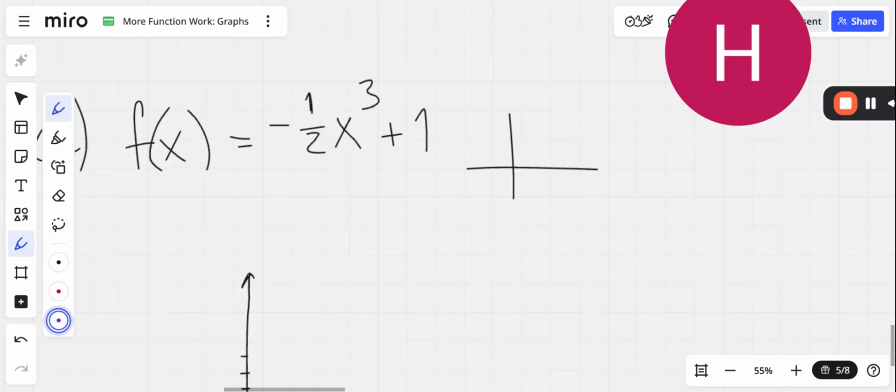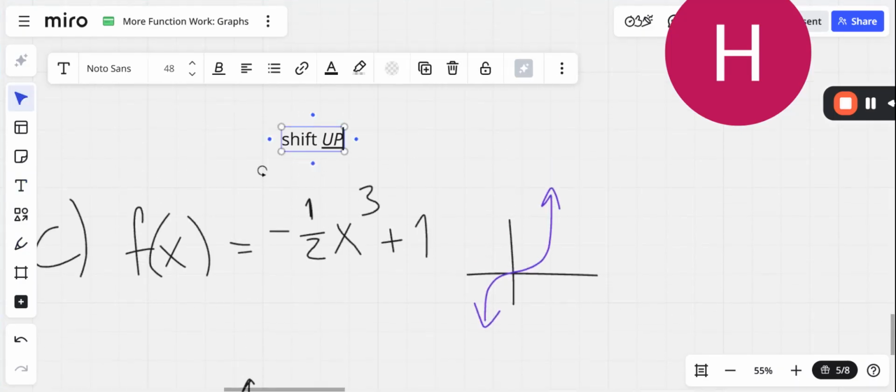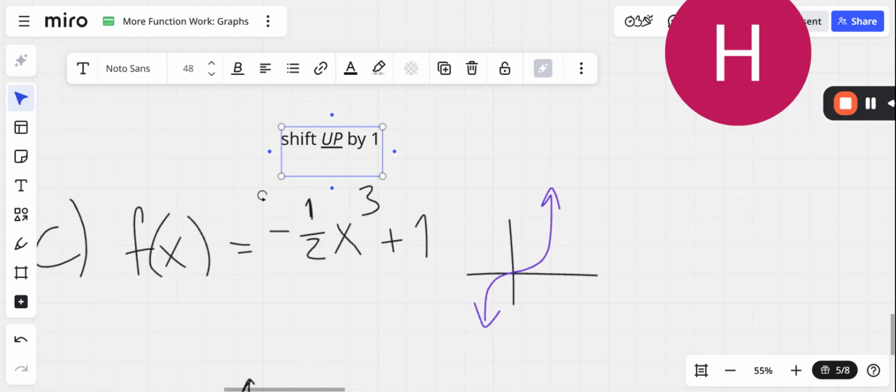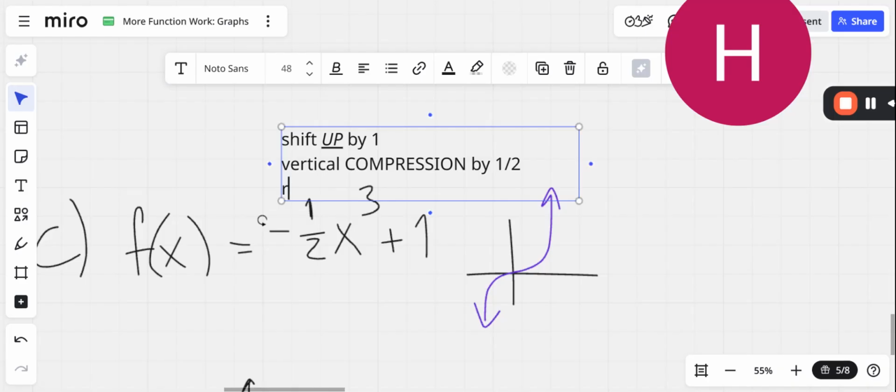But we have some transformations here, and we only have 2 significant transformations on this one. This is a shift up by 1. It's a vertical compression by a half. But it's also reflected over the x-axis. So how do we capture a reflection there? Just to give you a brief idea of what that looks like, when we reflect it, it basically flips. So what's up is down and what's down is up. This would be the x-axis reflection.